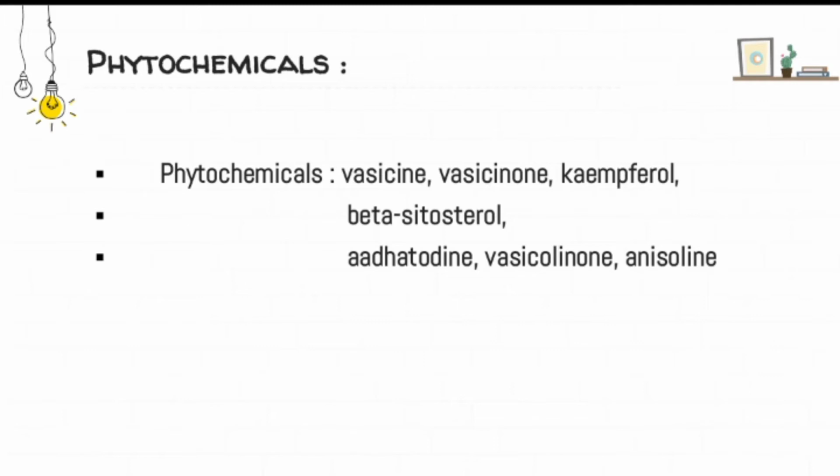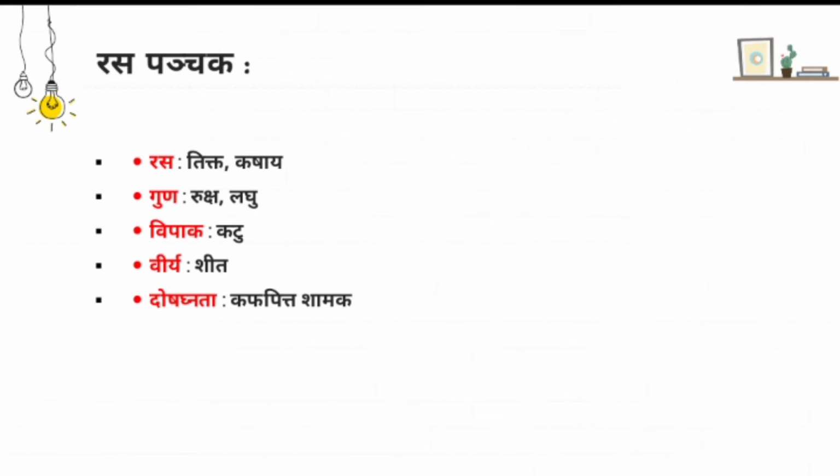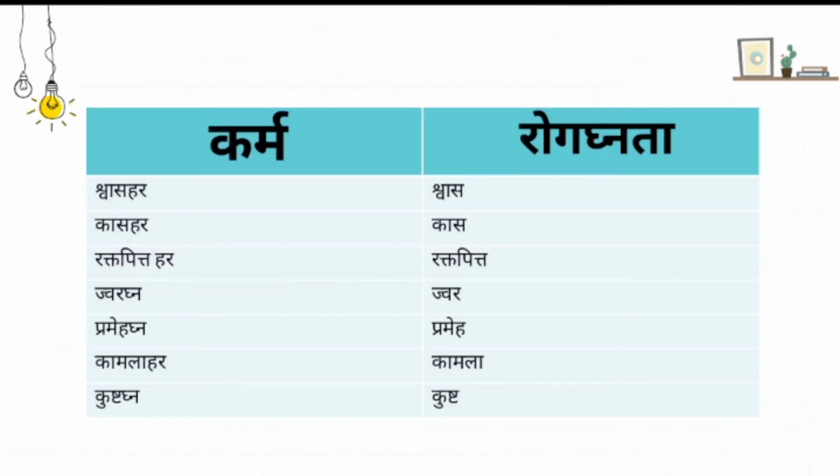So firstly comes Rasa Panchaka. What is the Rasa Panchaka? Rasa is tikta kashaya, Guna is Ruksha and Laghu, Vipaka is Katu, Virya is Shita, Doshaghnata is Kapha Pitta Shamaka, as it has tikta kashaya rasa, Ruksha and Laghu guna, Katu Vipaka and Shita Virya, and Kapha Pitta Shamaka, mainly Pitta Shamaka. So what are the karma and rogaghnata according to our Ayurveda?